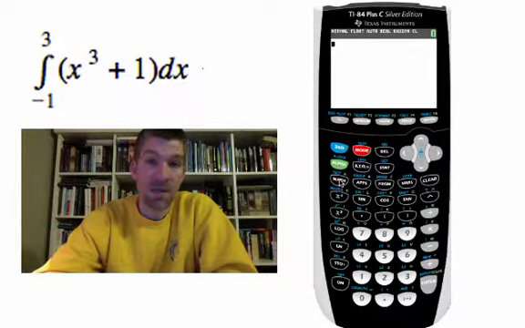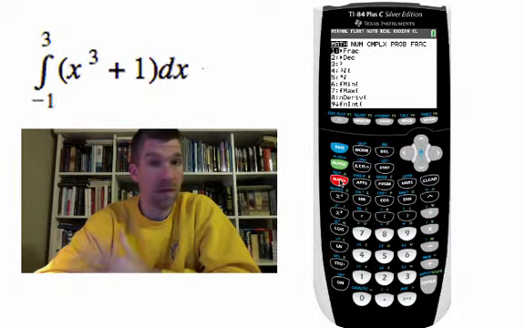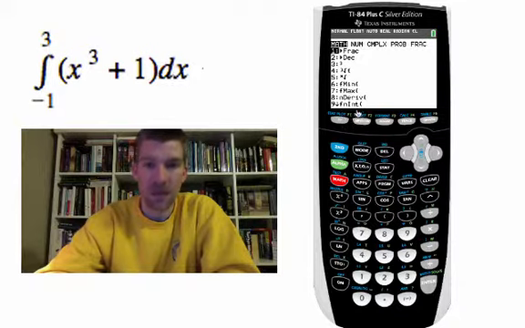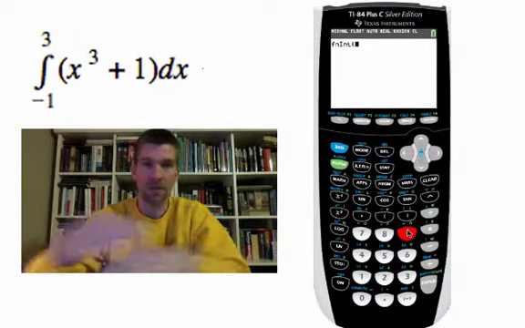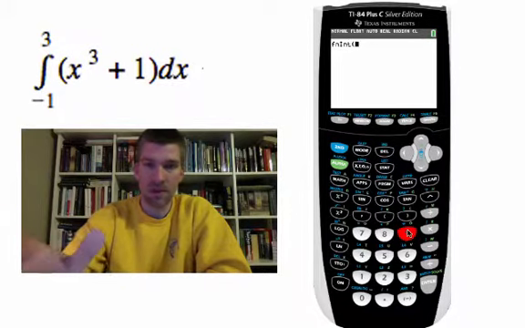You're going to hit the Math key, or if you have an 84 without MathPrint, hit the Math key and look down here, option 9. Option 9 is fnInt, okay? fnInt. So go ahead and pick that. Now it looks totally different, but we're going to do basically the same exact thing.